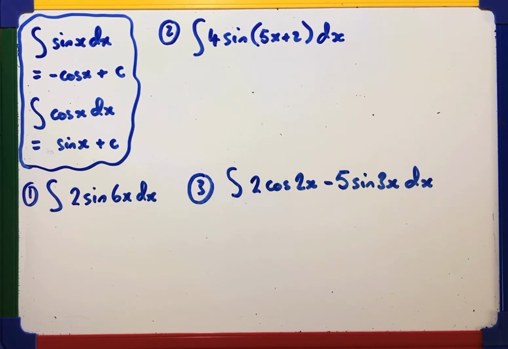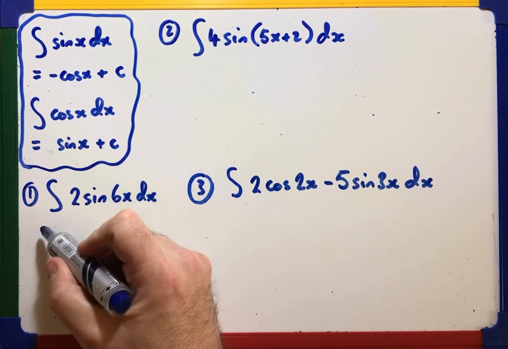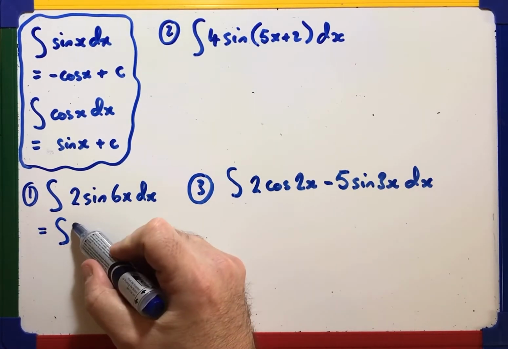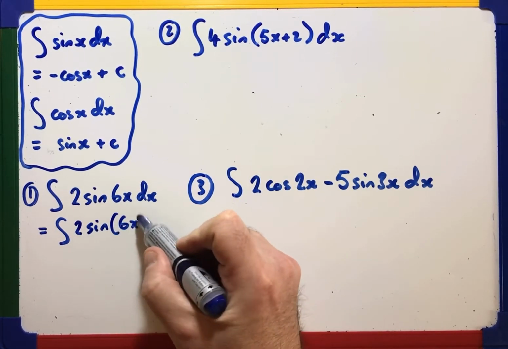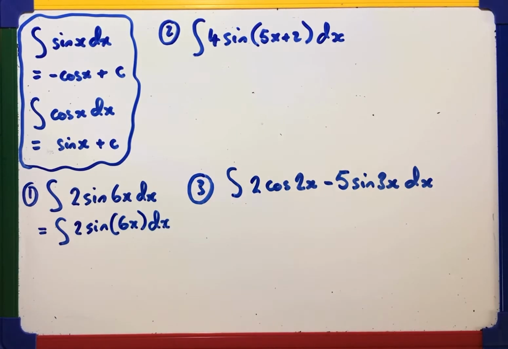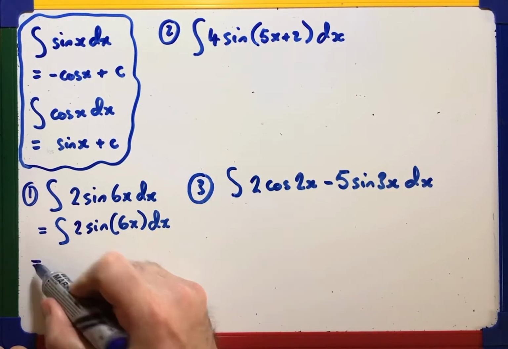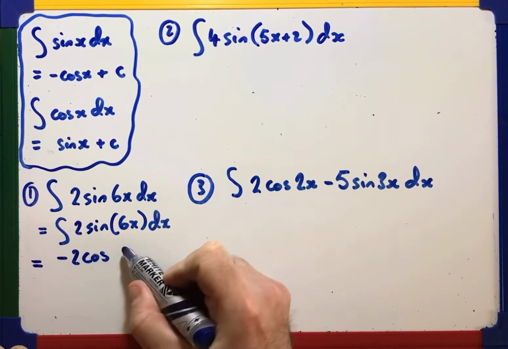Now, the way to think of this is it's sine x of a bracket. If I was looking at this first example, I think of it as 6x inside the bracket, so it's a bit like what we were doing last time. First of all, we integrate the outside function, which is the sine, and we know if we integrate sine it goes to minus cos, so that would go to minus 2 cos 6x.